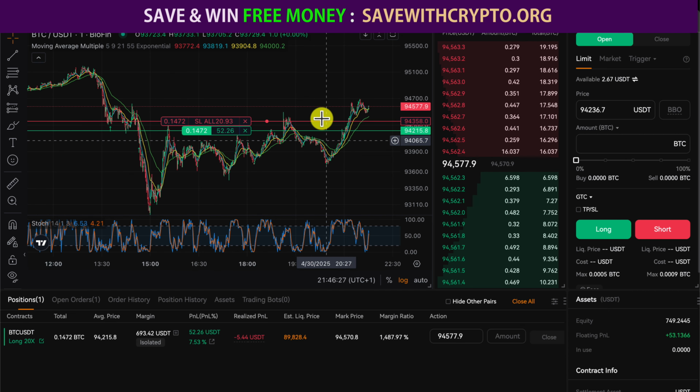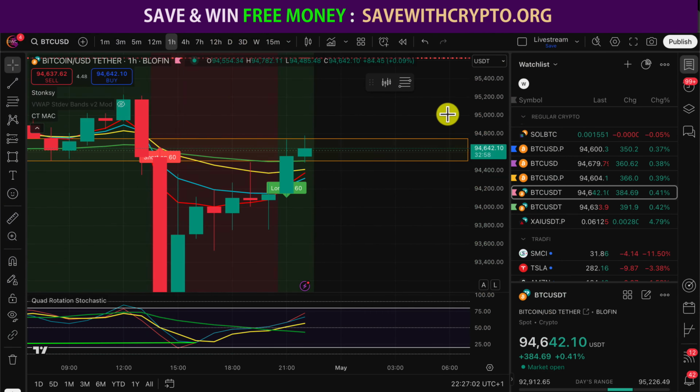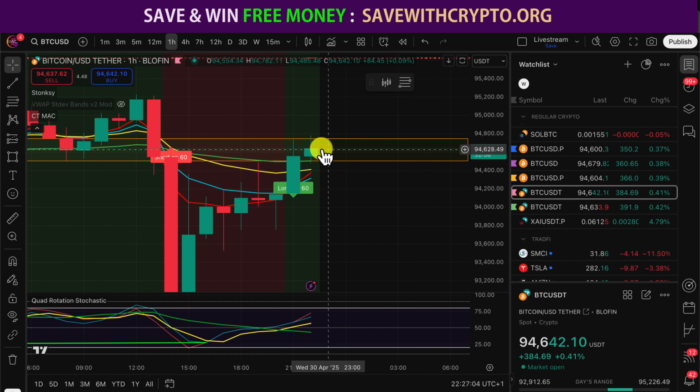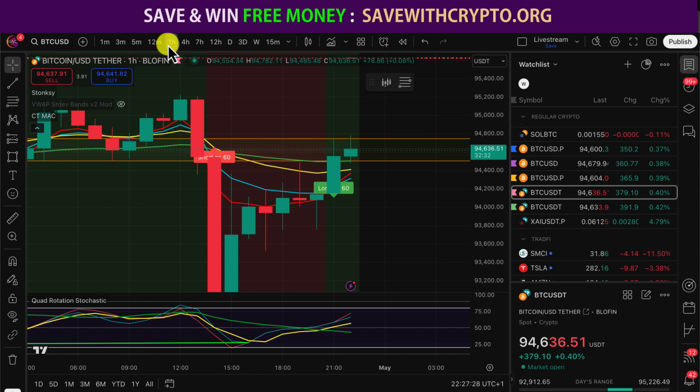I'm not going to go to sleep tonight leaving that like that. I will close it. Now the other good thing here is that I've just noticed that Stonksy on the 1 hour time frame has now gone bullish. So the background here is green, which is normally a very positive sign. So I think we could recover from here. I want to see it above this orange box, but so far it's looking good.